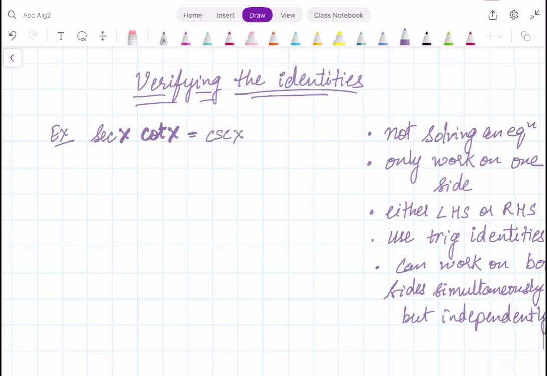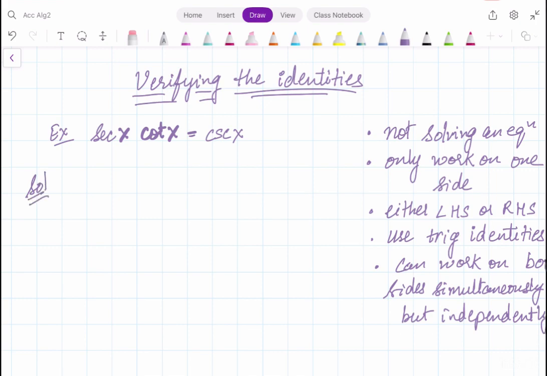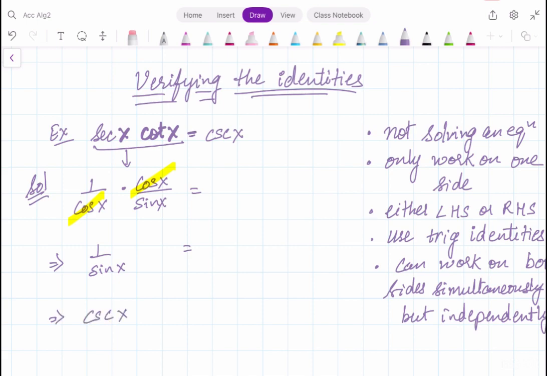We have secant x times cot x, and they want us to prove it equals cosecant x. So on the right hand side, we just have one term. So let's simplify the left hand side. We can rewrite secant x as 1 over cos x and cot x as cos x divided by sin x. And after that, you can see I can cancel out cos x. We are left with 1 over sin x, and reciprocal of sin x is nothing but cosecant x. You can see I'm not writing anything on the right hand side because I can just bring it down. It will just save your time.